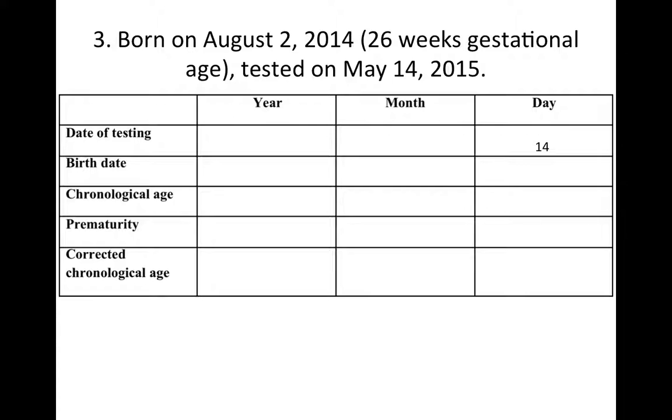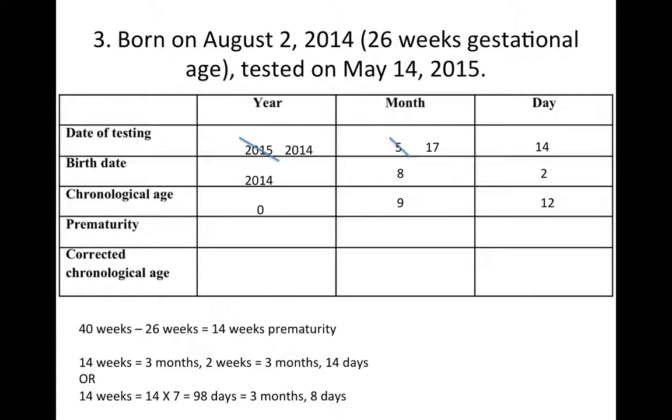Using the other method, we make sure we enter our date of testing and our birth date. And then again, you can calculate your chronological age by subtracting 14 minus 2 equals 12, borrow from the year, add 12 months to 5, which equals 17, subtract 17 minus 8, which equals 9, 2014 minus 2014 equals 0, and then we come down to the prematurity. So this time we're going to use the 14 weeks times 7 days equals 98 days, which is 3 months by the 30-day rule and 8 days remaining.